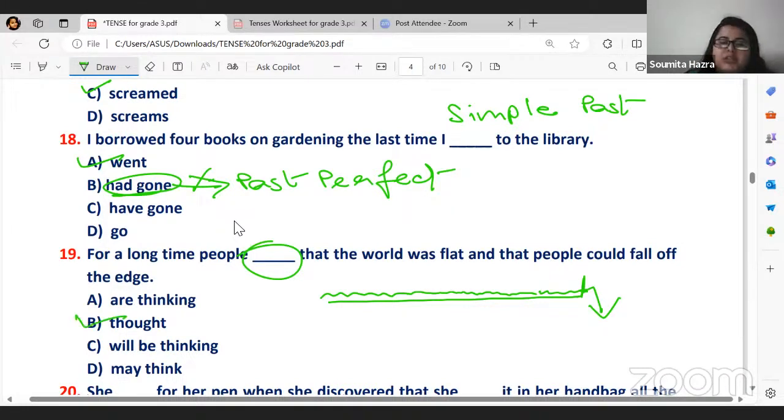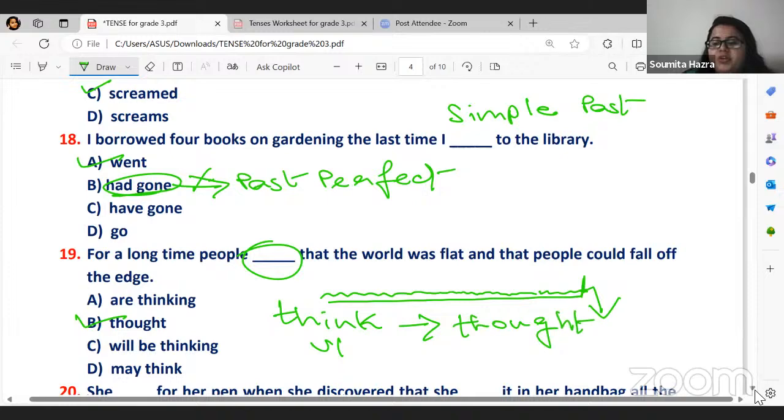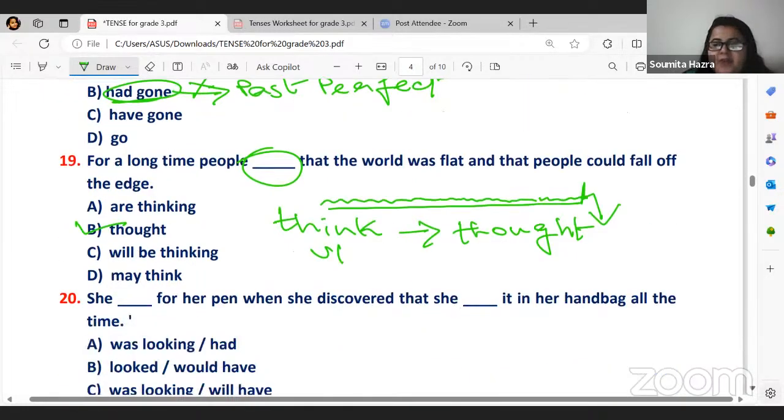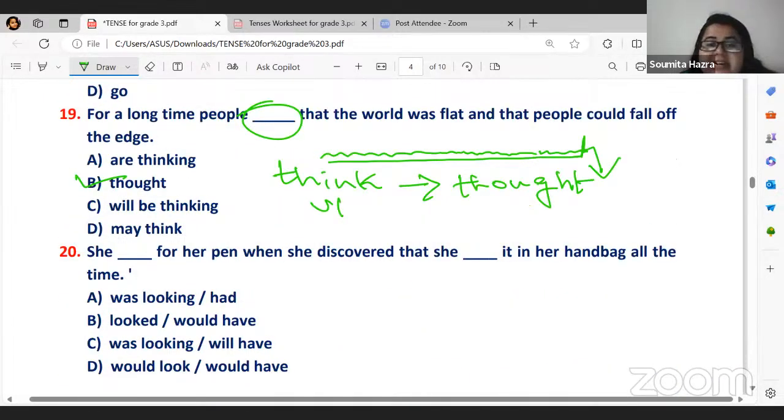19B. People thought. Thought comes from which word? Think. This is again an irregular verb. Think is the V1 form. Thought is the V2 form. Very good. Okay. Number 20.